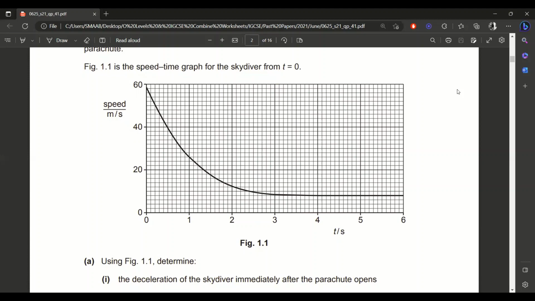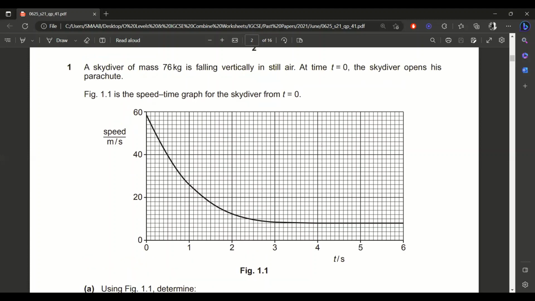So first you need to find out at which specific point the skydiver opens the parachute. At 3 seconds? Yes. Actually, a skydiver is falling vertically in still air at t equals 0. So at t equals 0, the skydiver opens his parachute, as mentioned in our first statement.